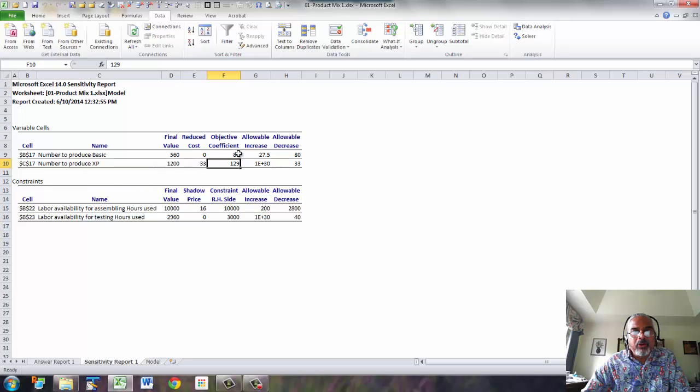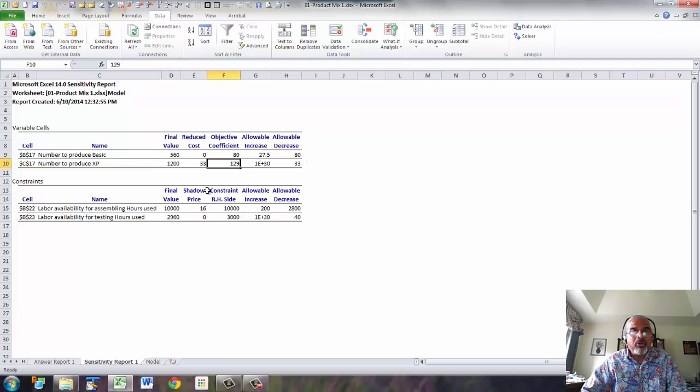It is allowed to increase up to $27.5. That is, it can go up from 80 all the way to 107.5, or it can decrease by $80, that is, it can go down from 80 all the way to 0. This is the allowable increase and decrease. Within that range, the final value will not change. Final values of 560 for Basic and 1200 for XP, for both variables, will remain the same. So that's what this sensitivity is about.